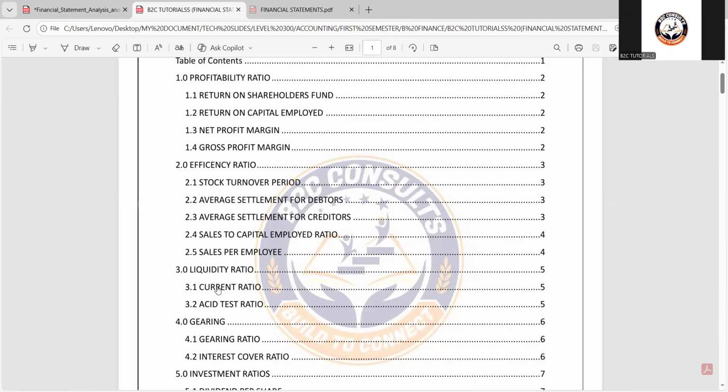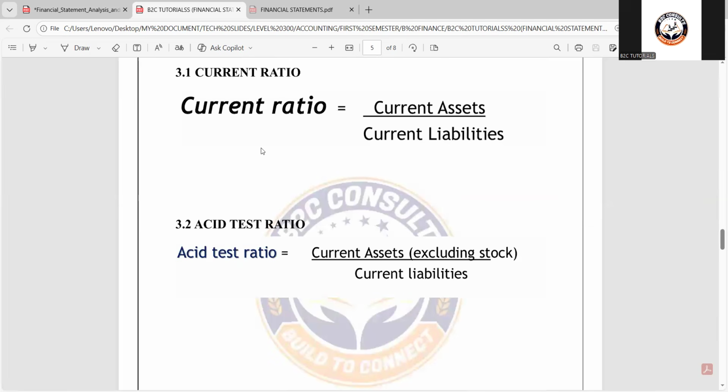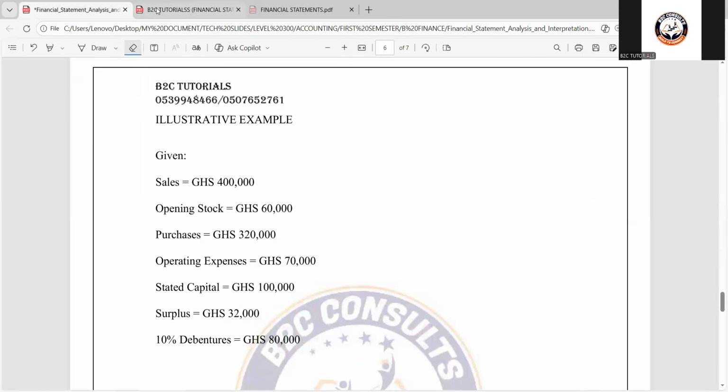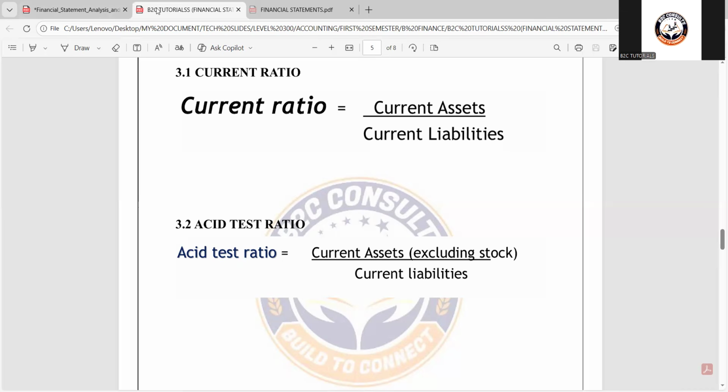If yes, then let us look at it from the current ratio perspective. It says that your current assets over your current liabilities. We've looked at what current assets are, and then we've looked at what current liabilities are. So you just sum the current assets up, you divide it by your current liabilities. That will give you the current ratio.